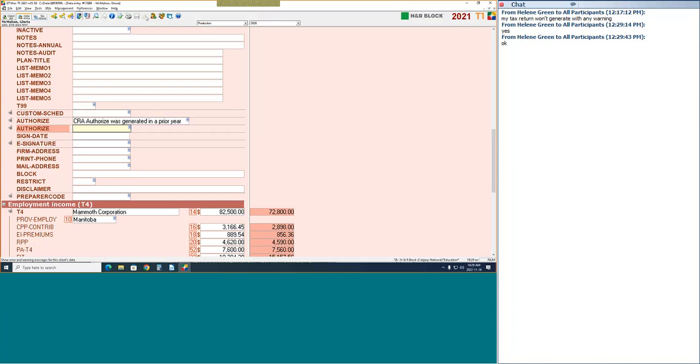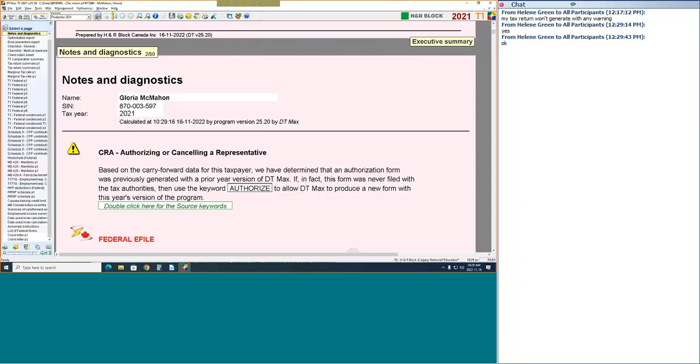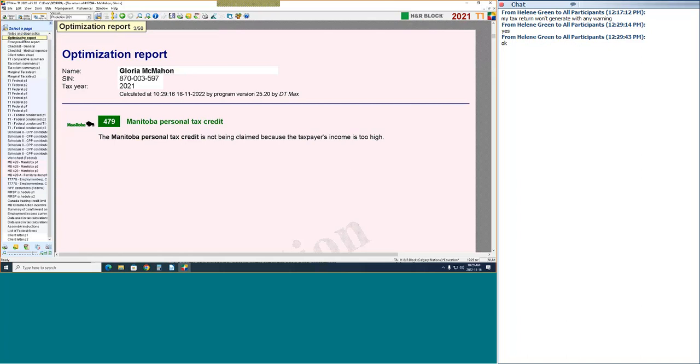Okay. There are a few other things near notes and diagnostics that I want you to notice. You may have an optimization report. This is going to be more relevant when we start dealing with families. So I'm going to have you revisit this later on in the course. But an optimization report will give you some information if you have options, like you have two people and you can choose who's going to get medical expenses, the computer is going to recommend one person and tell you why. So the optimization report will have a few useful things in there.